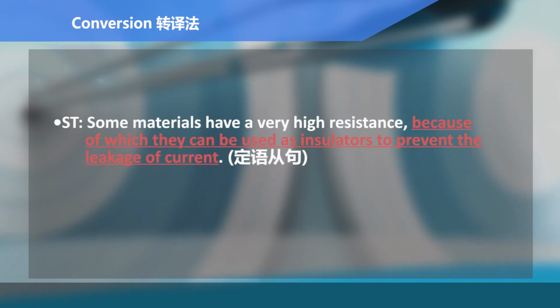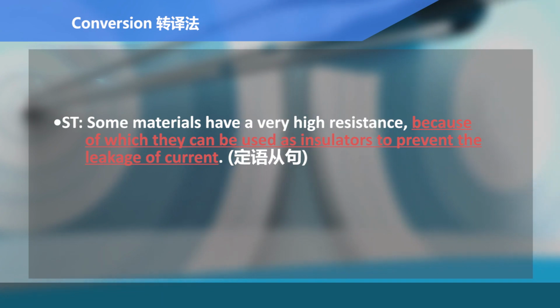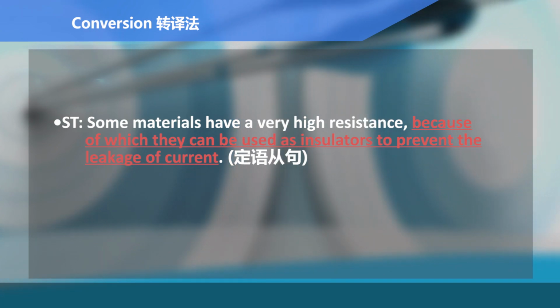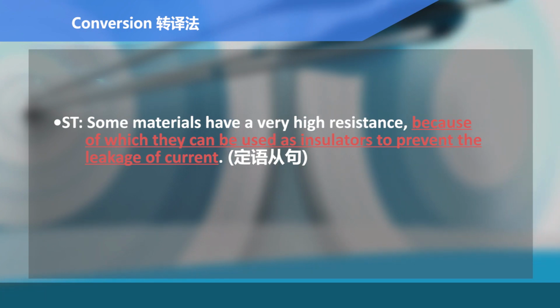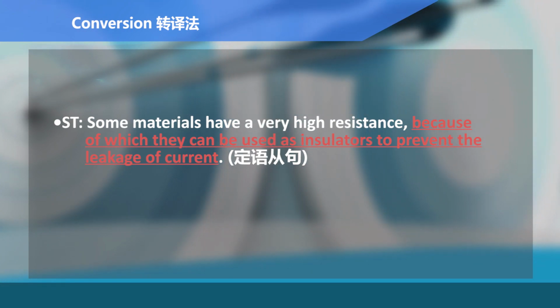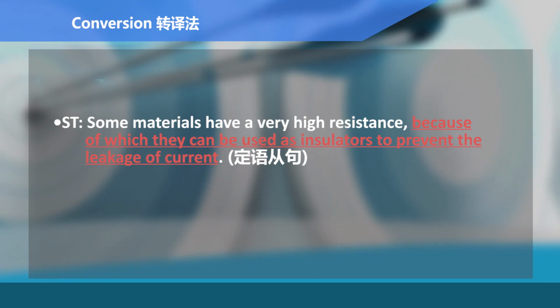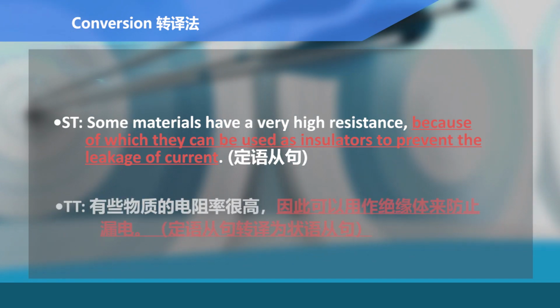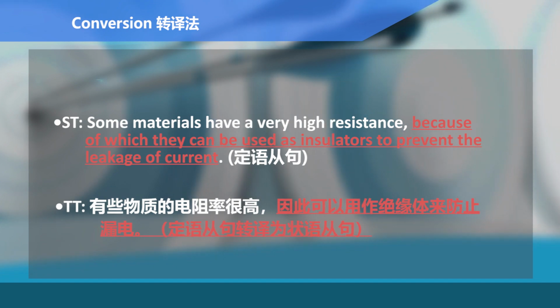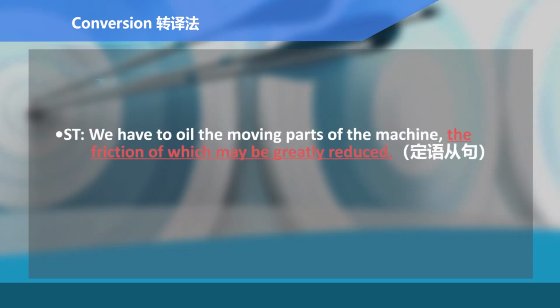Let's look at example 7, 8, 9, 10, 11 respectively. In example 7, the attributive clause of reason, because of which they can be used as insulators to prevent the leakage of current, is changed by the translation method of conversion into the adverbial clause of reason in Chinese. 因此可以用作绝缘体来防止漏电。Look at example 8.